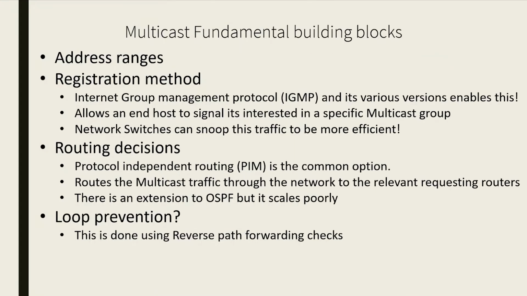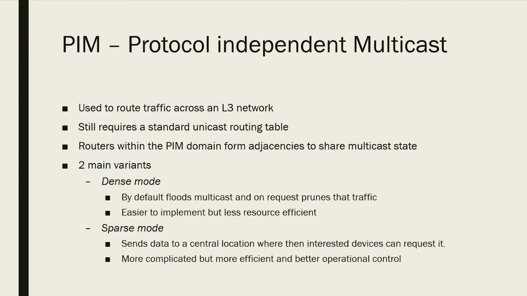Anyway, that's IGMP. That is your registration method. So we've talked about the address ranges, we've talked about the registration method, and we talked a little bit about loop prevention. The only other building block that we need to understand is routing decisions, and that's with PIM. And I'll talk through PIM because that's the most common option that we see. So PIM, Protocol Independent Multicast.